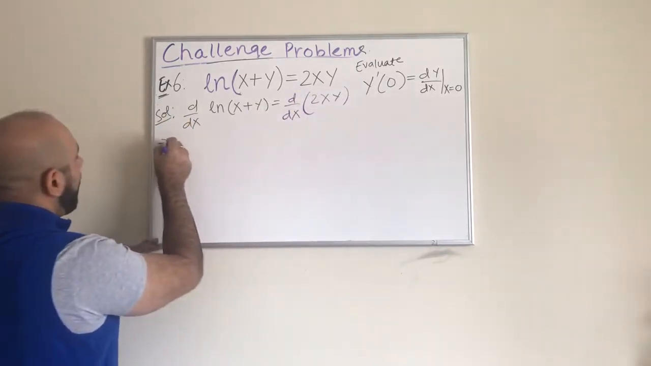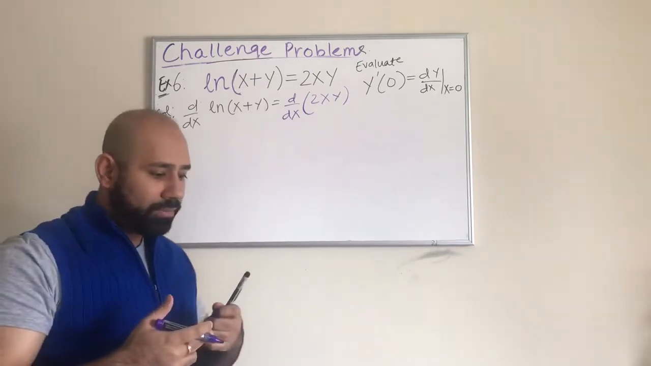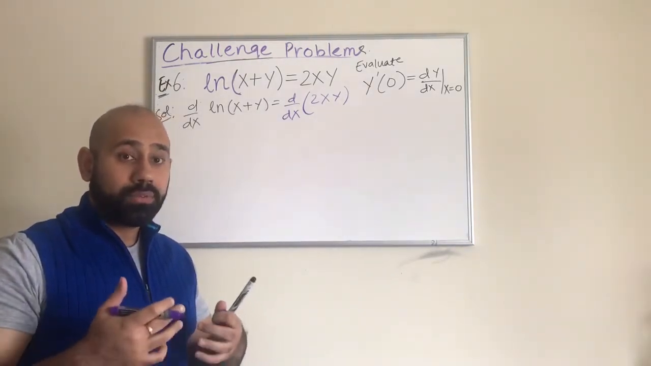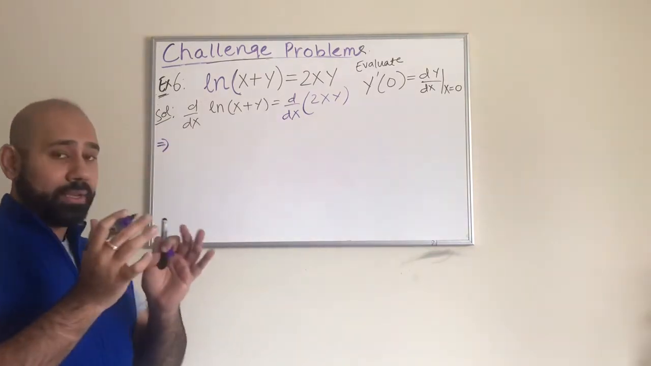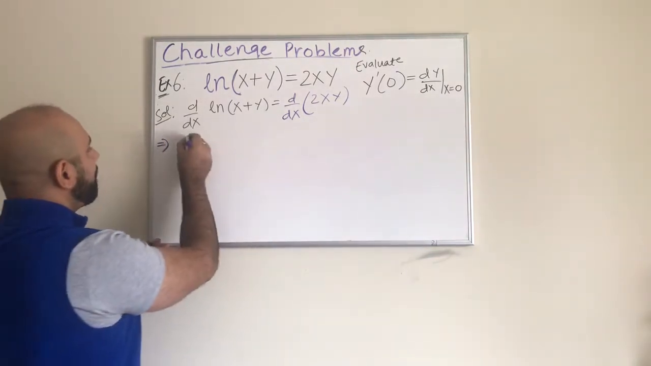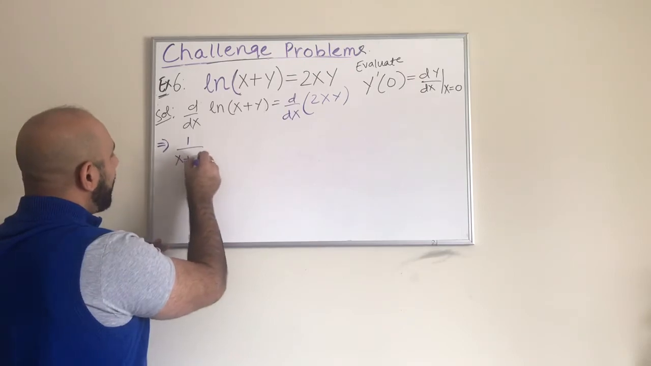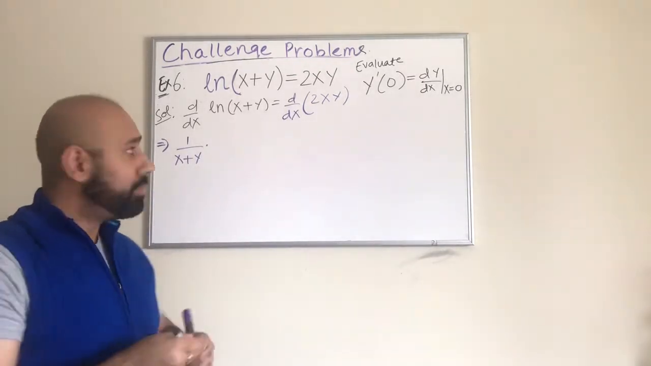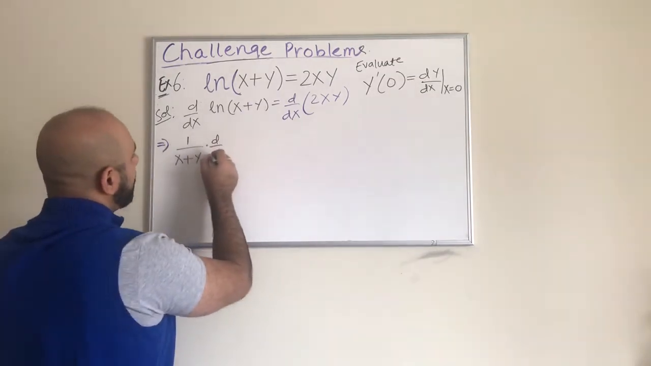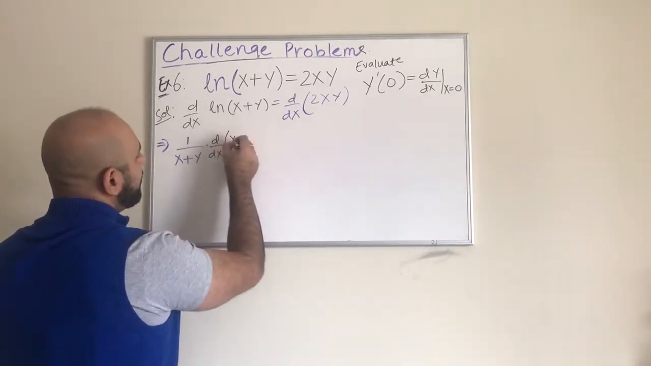Guys, from here we have to recall what is the derivative of a natural log function. We know the derivative of a log function is the inverse function, 1 over whatever is inside the parentheses. So in this case it's going to be 1 over x plus y, but we cannot stop right here. We got to multiply by the derivative of the inner. In this case it's going to be d over dx of the inner. Inner is x plus y.